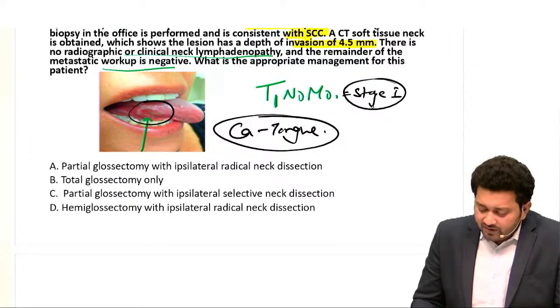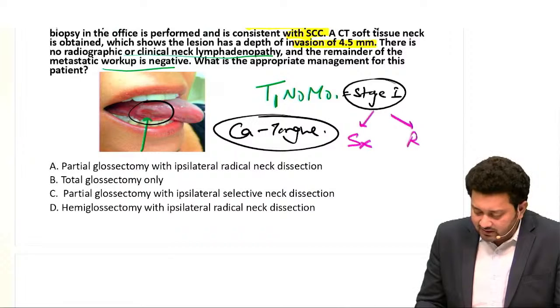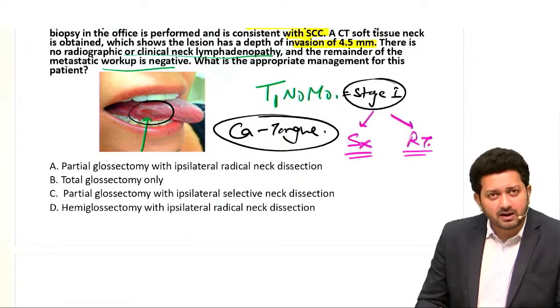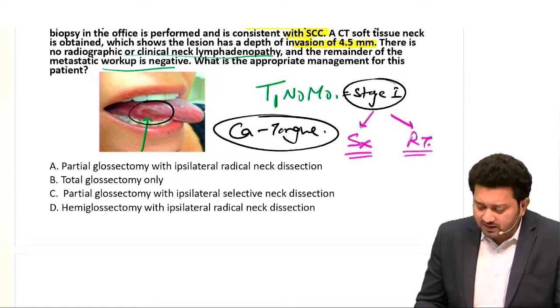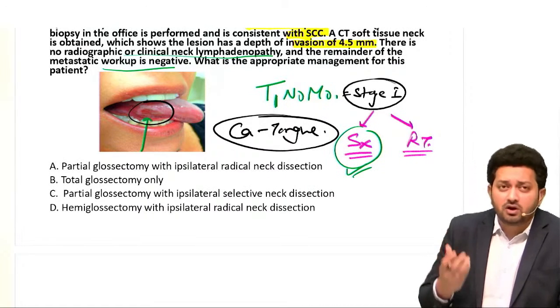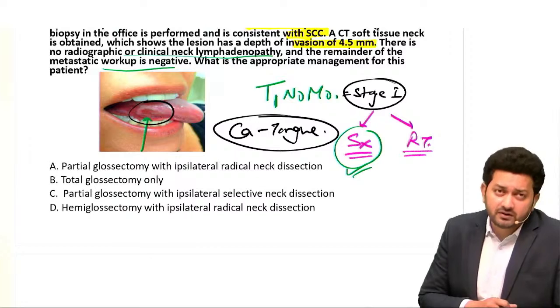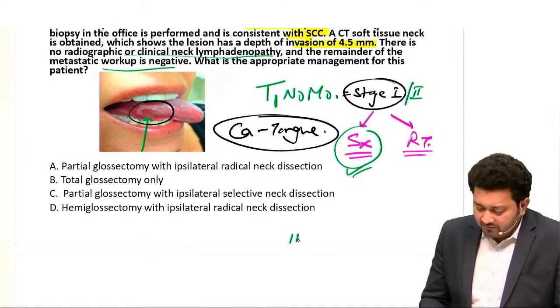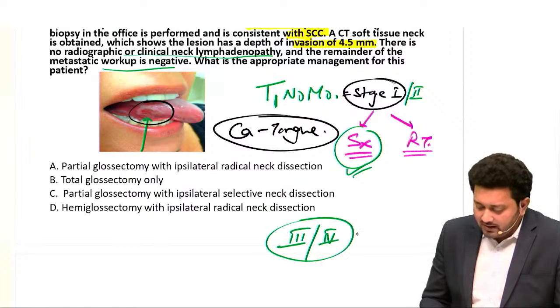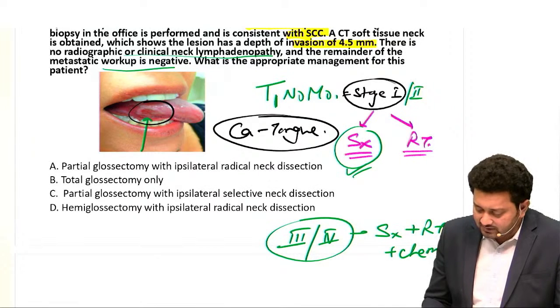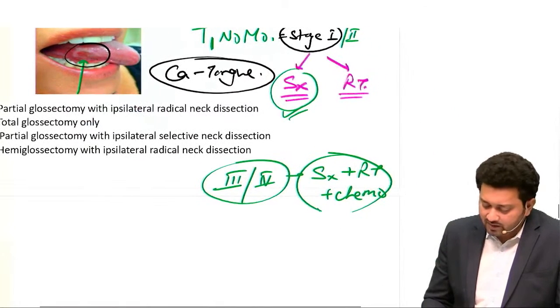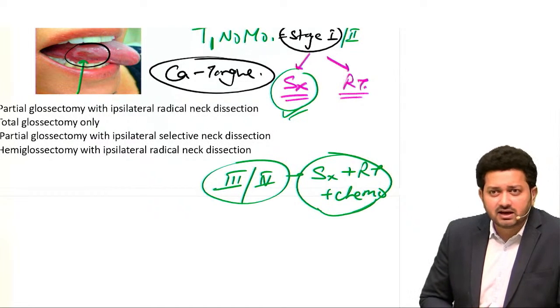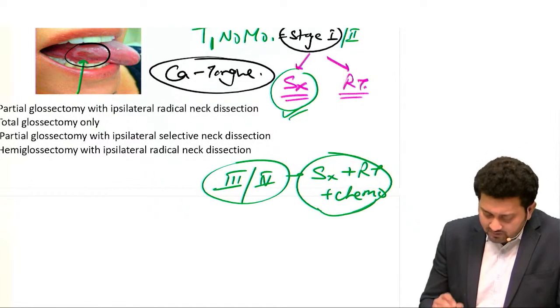So in this case you can go for either surgery or radiation. Both are viable, good options, but most of the time we prefer surgery unless the patient is not willing for surgery or not fit for surgery. Then radiation can be done in stage 1 as well as stage 2. But if it is stage 3 or stage 4, then you have to do surgery as well as radiation, and these days chemo is also given to most patients. So multimodality for higher stages, single modality for lower stages.